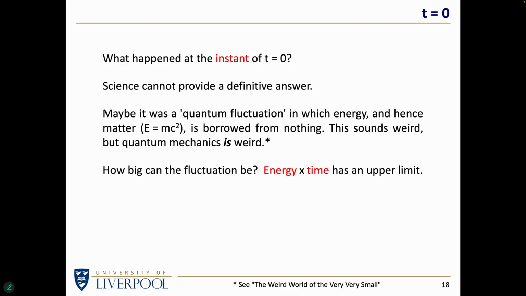Within limits, how big can this quantum fluctuation be? Well, it turns out, according to quantum theory, the product, the multiplication of energy times the time that you've borrowed that energy does have an upper limit. It's like borrowing from the bank. You can borrow a lot of money for a short time or a little bit of money for a long time, and you'll end up paying back the same amount of interest. So in this case, you can borrow a lot of energy for a short time or vice versa. So perhaps a key question is, how much energy do we need to borrow to make a universe?